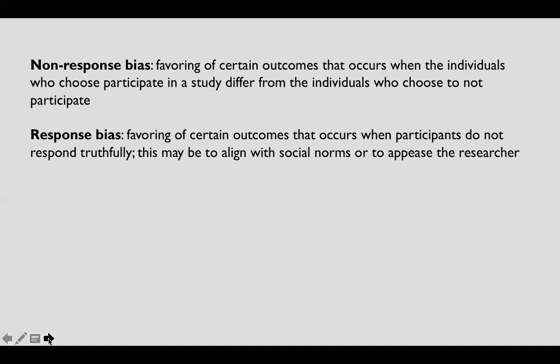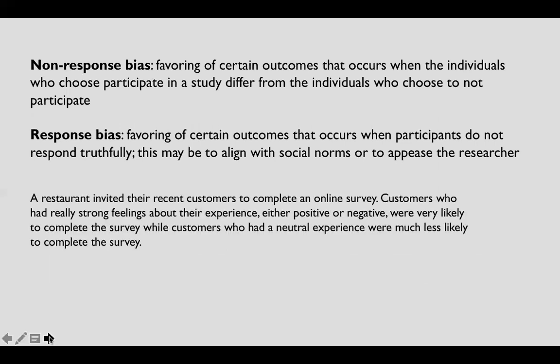So I'm going to go over non-response and response bias. Non-response bias is favoring certain outcomes, and it occurs when the individuals who choose to participate in a study differ from the individuals who choose not to participate. So an example I have here is from a restaurant. A restaurant invited their recent customers to complete an online survey. Customers who had very strong feelings about their experience, either positive or negative, were very likely to complete the survey, while customers who had a neutral experience were much less likely to complete the survey.